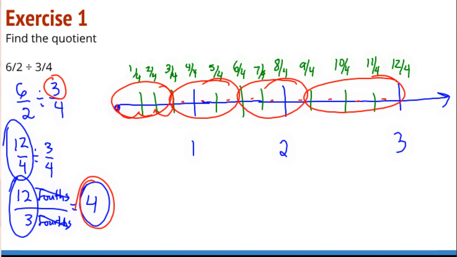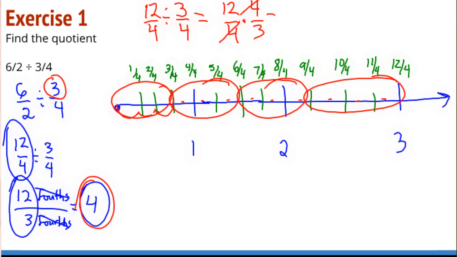Now I've done it as a model. And then we've got our 12/4 divided by 3/4, and we've got this multiplication thing we've been experimenting with.